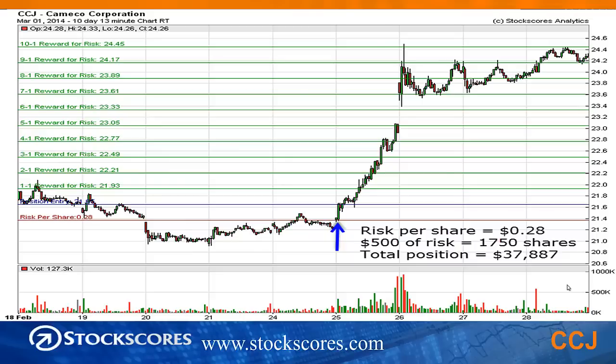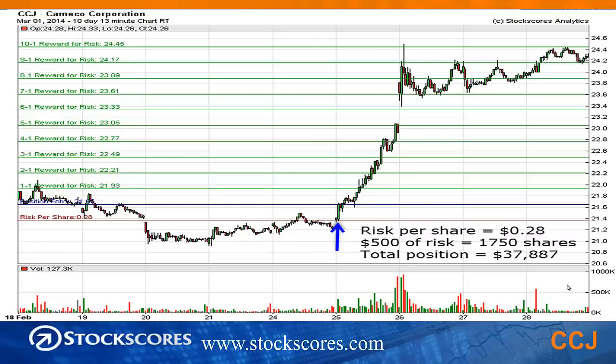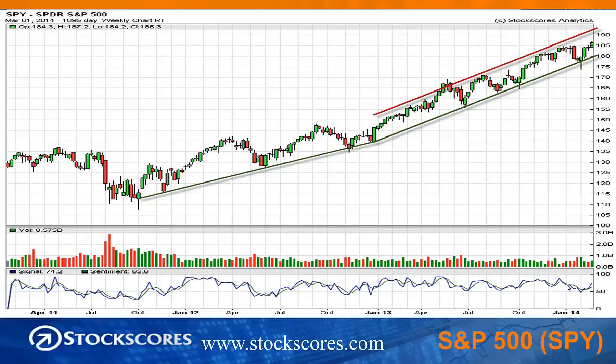But the difference was that the first position, HPJ, only took $11,800 of capital to make the trade, while Kimiko, for the same amount of potential profit, required $37,800 of capital. So the point is pretty simple. The lower price stocks will tend to give you more bang for your dollar. The problem is that there tends to also be less liquidity in the lower price stocks, and so taking really large positions in some of these cheap stocks gets a little bit more difficult. You can get more slippage. Anyway, keep that in mind when you are trying to evaluate what stocks are right for you and your portfolio size.